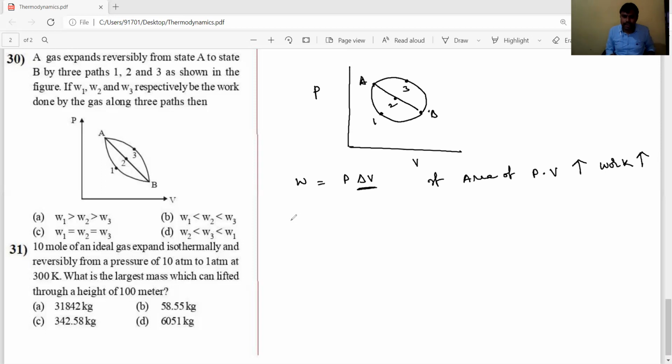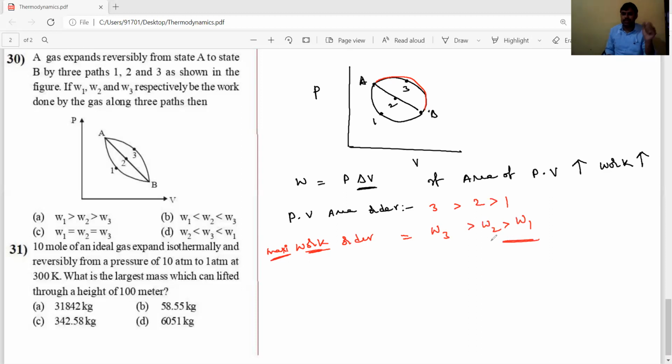So the order of the P into V area, dear students: if you observe, this third one occupies more area. So 3 is more than 2 and then 1. That's why the maximum work order is W3 more than W2 and then W1. Okay, students, so the answer is option B.